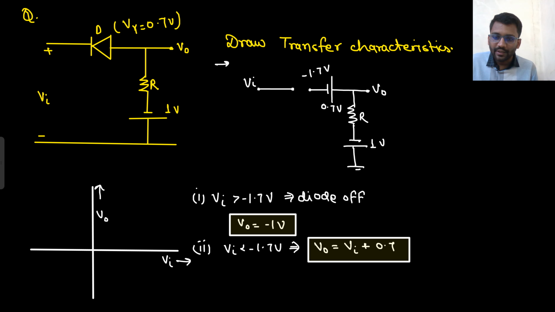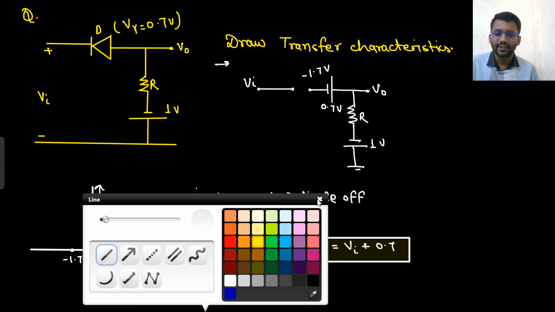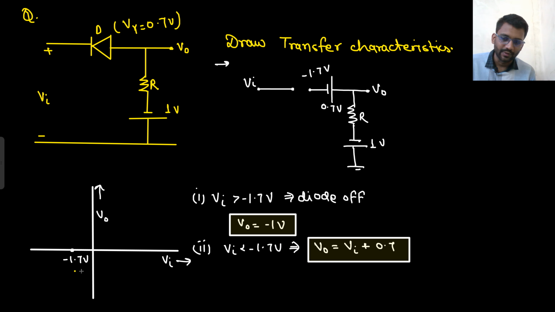What is our transition point? Transition point is minus 1.7 volt. So for V in greater than minus 1.7 volt, V naught is always equal to minus 1. And for V in less than minus 1.7 volt, V naught equals V in plus 0.7.